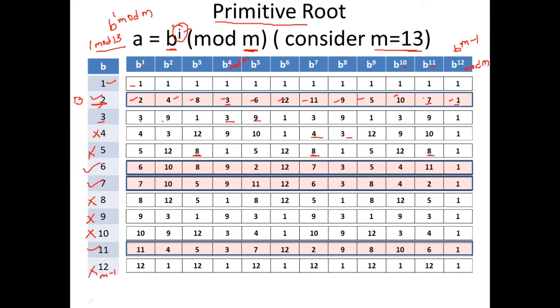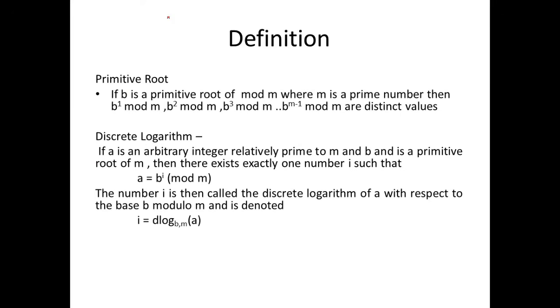I hope I am clear with this concept. So you should never have a confusion on how to find primitive roots, and you have to use a primitive root in your algorithm so that you get distinct values for I, or you get unique discrete logarithms. So now let us go and take a look at the definition for primitive root.